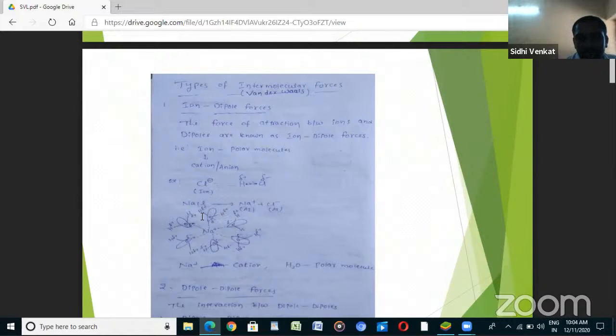Which has the more electron density here? Oxygen has the more electron density, so it has the negative charge. The electrons are moving toward the negative side. Here Na plus is binding with delta O minus, Na plus delta O minus, Na plus delta O minus. The bonding is formed here. That formation is called ion-dipole forces.